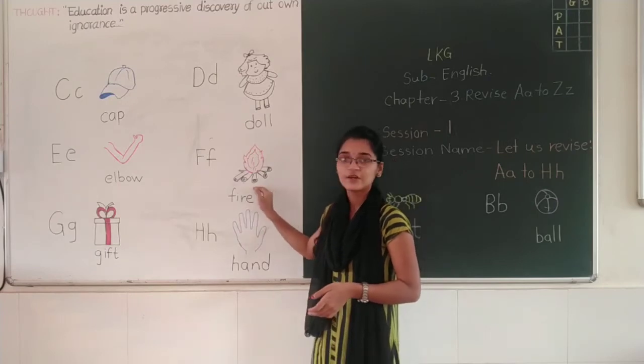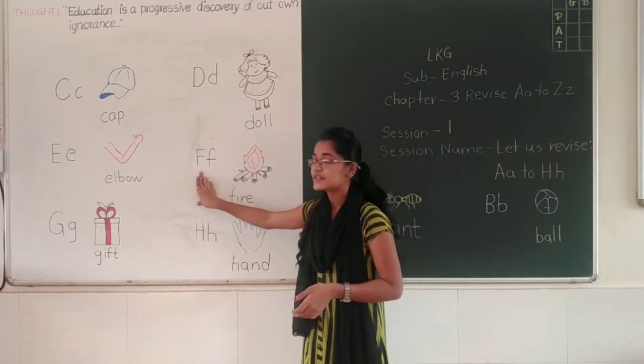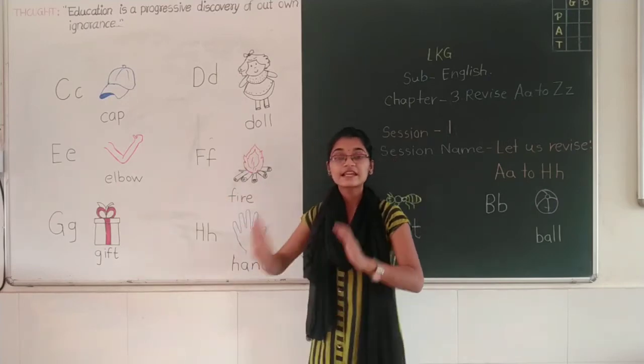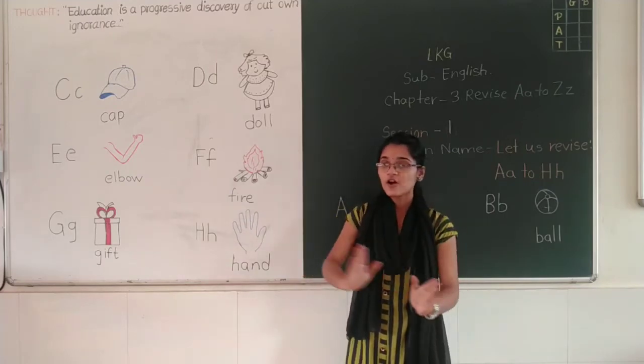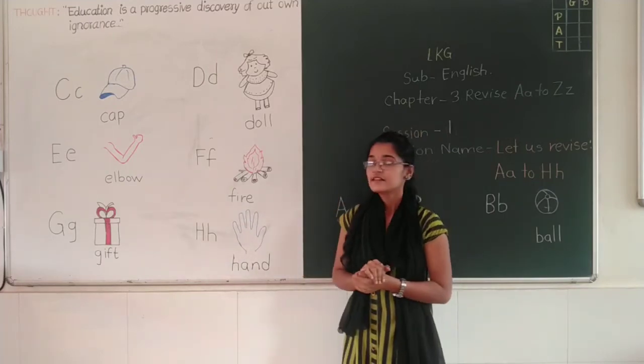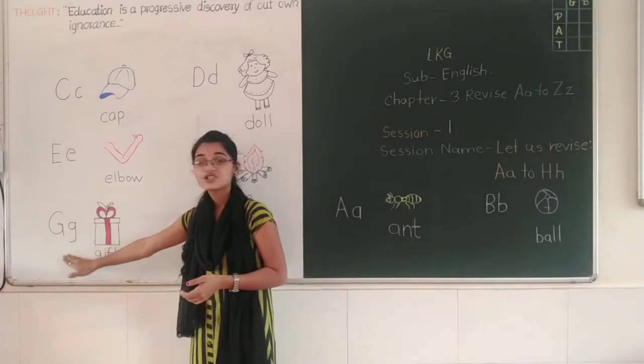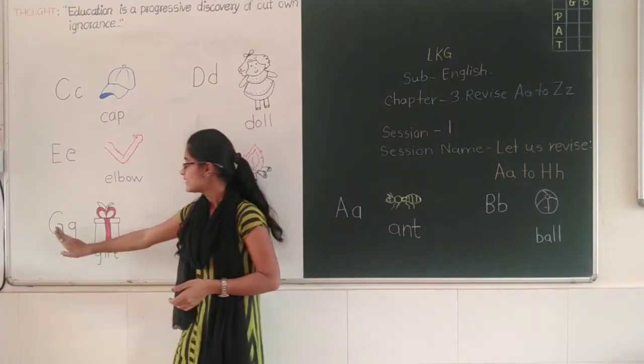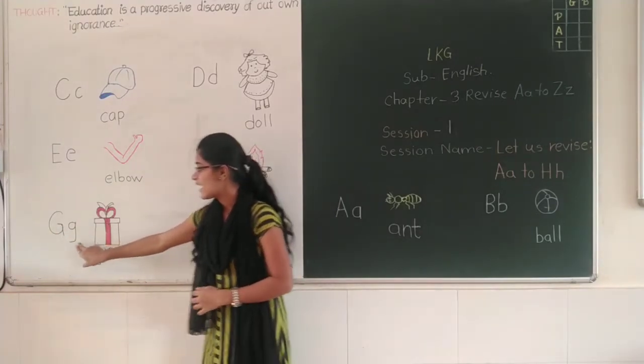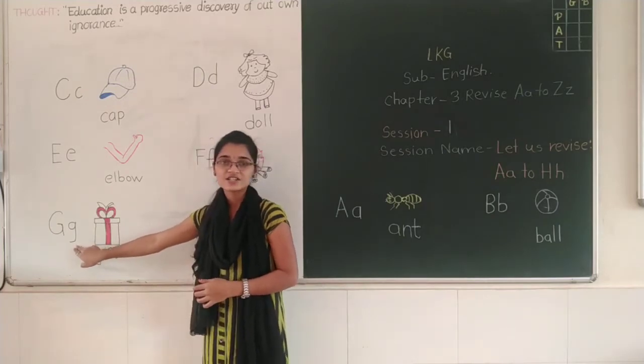F-I-R-E, fire. Okay? So this is letter F. F says F and F for fire. Next is letter G. Okay? This is capital G and this is small g.